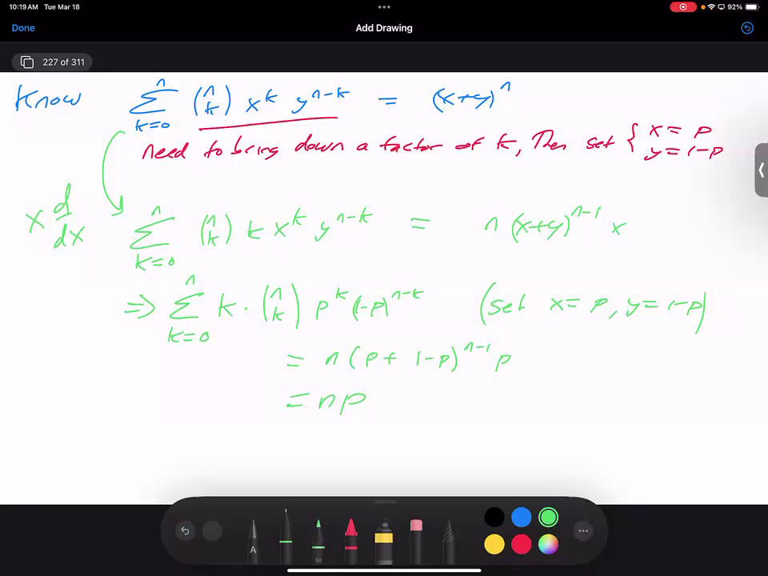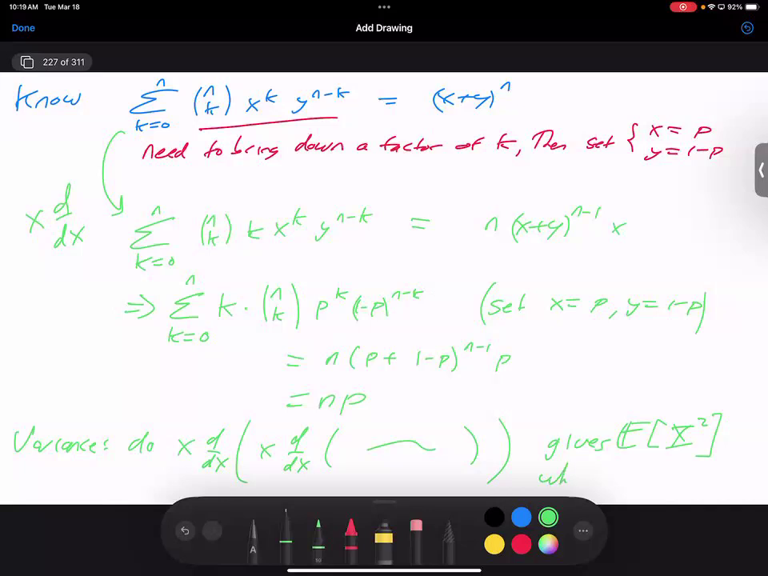And this is perfectly justified because it's a finite sum. Because it's a finite sum, I can just interchange the derivative and the sum. If it's infinite, I have to be careful. But for a finite sum, I can justify this. If I want the variance, do x d by dx of x d by dx of our expression. And then that will give us the expected value of x squared when x equals p, y equals 1 minus p. So this gave us the first moment.